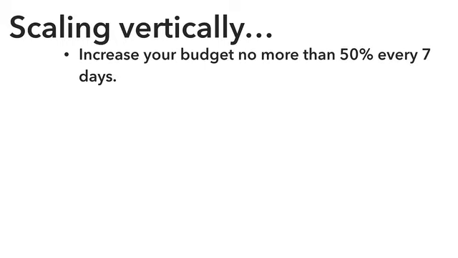Now, when you're scaling vertically, you do not want to increase your budget more than 50% every 7 days. So you do not want to increase your budget any more than 50% every 7 days, especially if you are running an evergreen campaign that's applicable to your business for many months to come. So a lot of people, maybe they're spending $20 and they're getting good results. Well, they'll go in and jack it up to $200 and expect to get the same results.